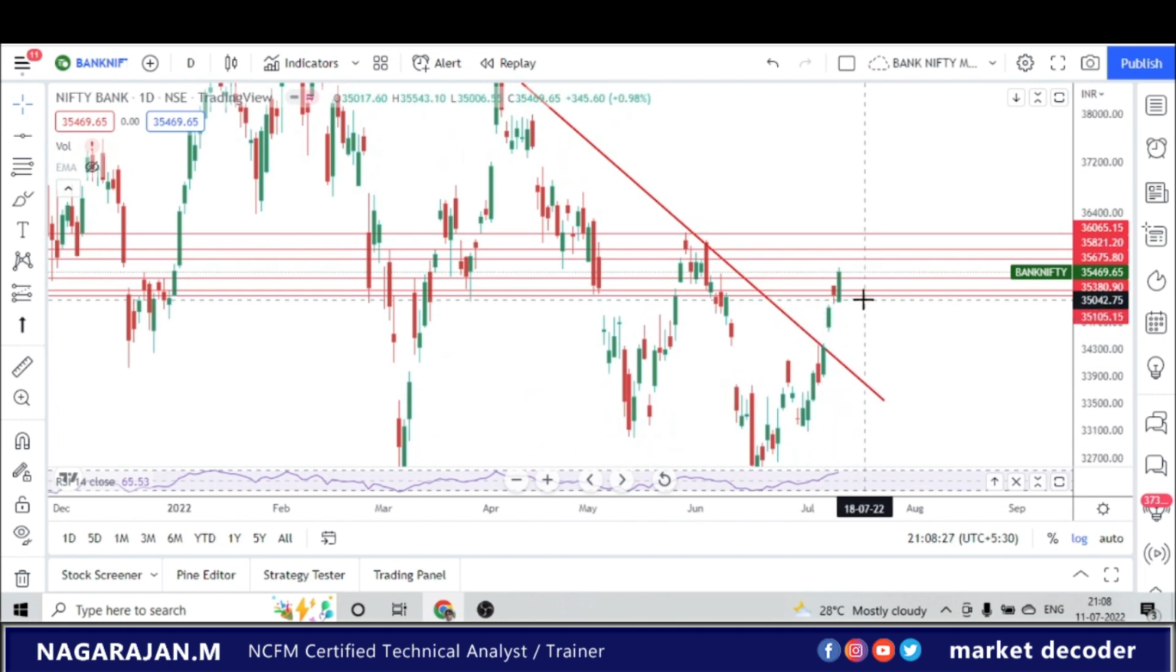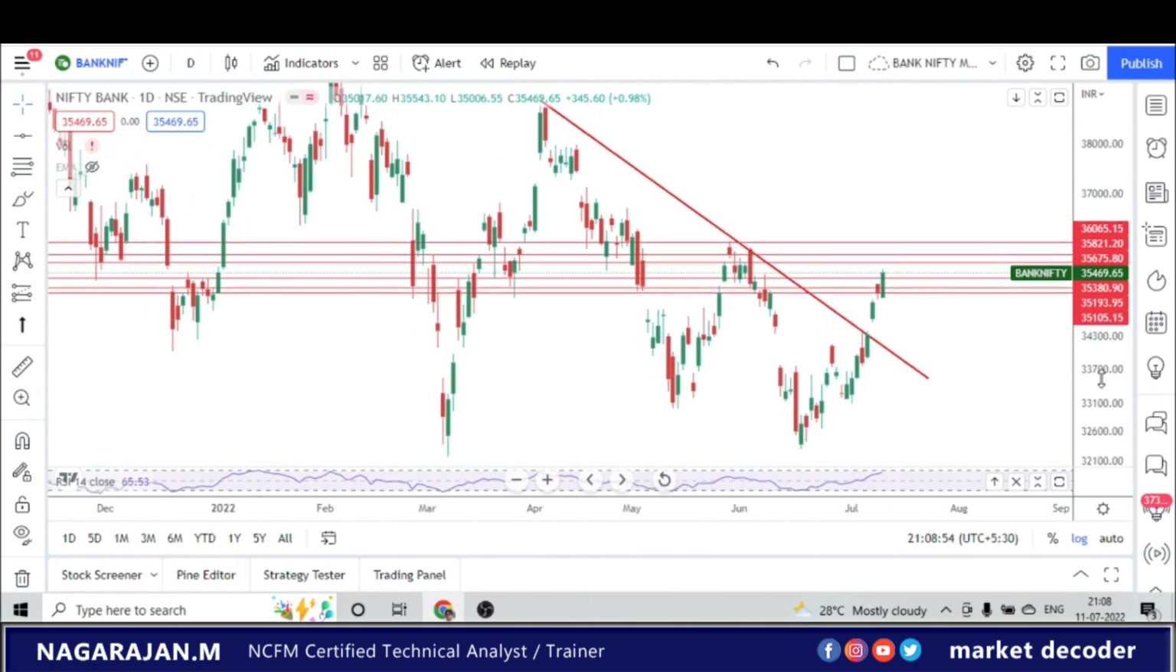If 35,100 does not give enough support, then it can fall towards this level where it will cover the gaps. We have two gaps of around 300 to 400 points, and those will be covered. Bank Nifty can even come towards 34,400 if 35,000 is not sustaining. That is all from Bank Nifty.